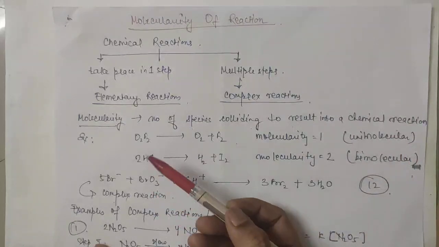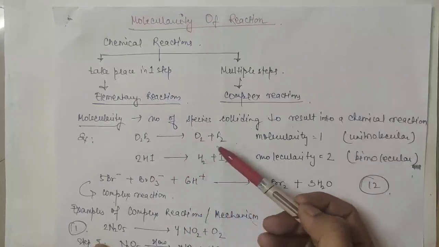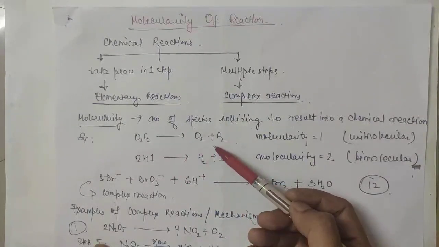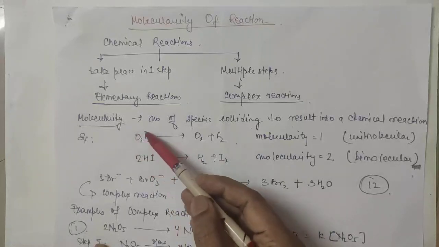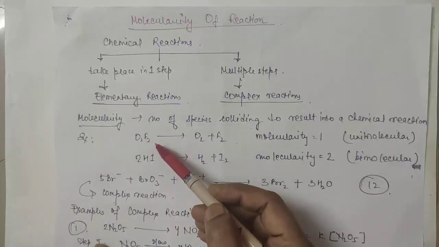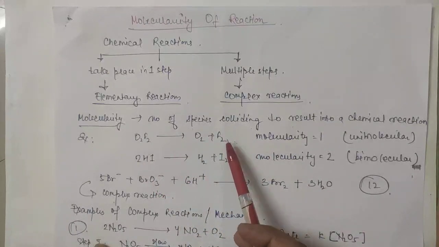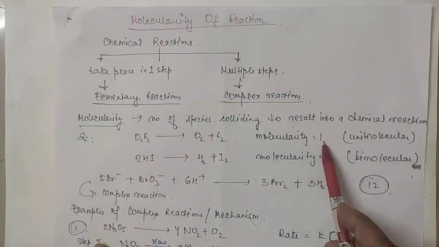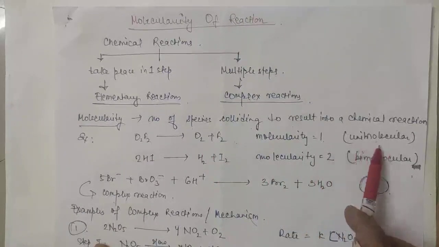For example, consider this reaction. O2F2 is decomposed to give O2 plus F2. Here only one molecule of O2F2 is necessary for carrying out this reaction. So the molecularity will be 1 and the reaction is called unimolecular.